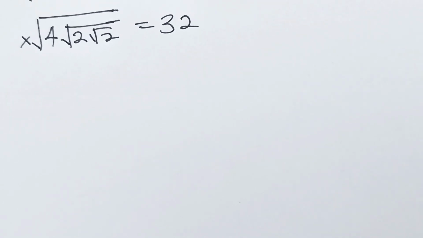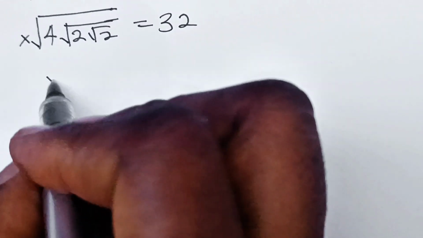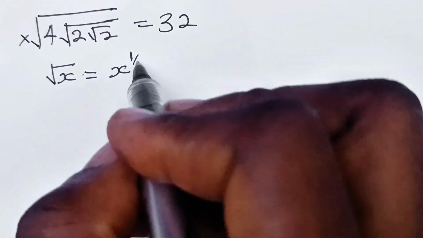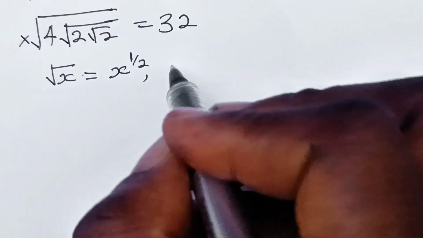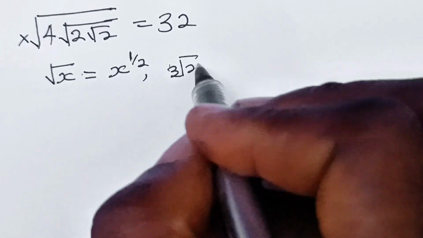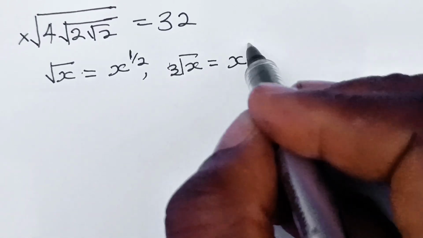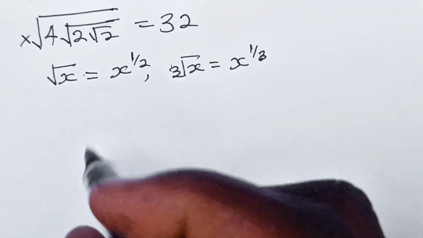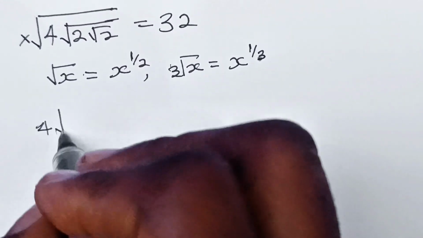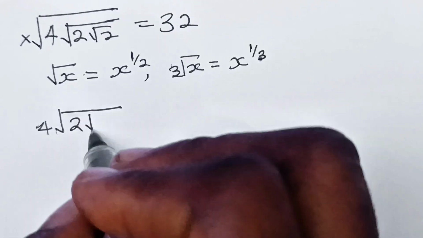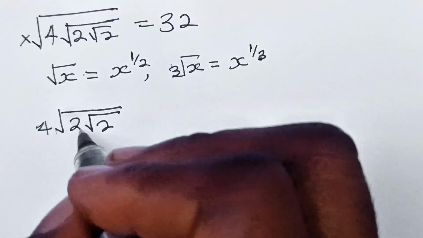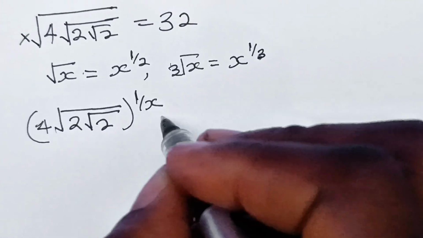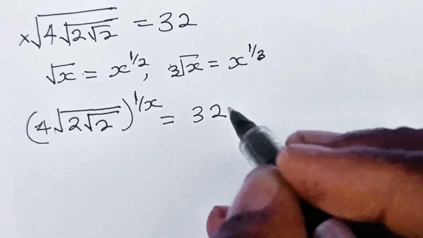First, let us remember that if we have square root of x, that is equal to x to the power of 1 over 2. Similarly, cube root of x is equal to x to the power of 1 over 3. Now, that means that this can be written as 4 root 2 raised to the power of 1 over x is equal to 32.